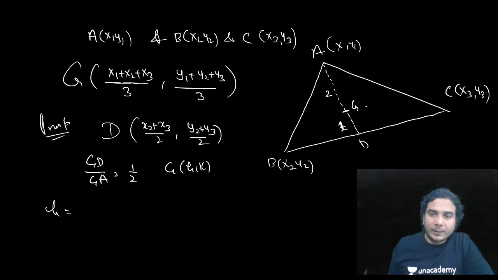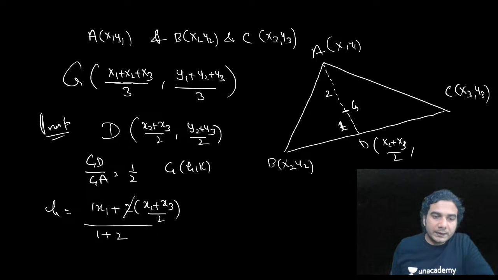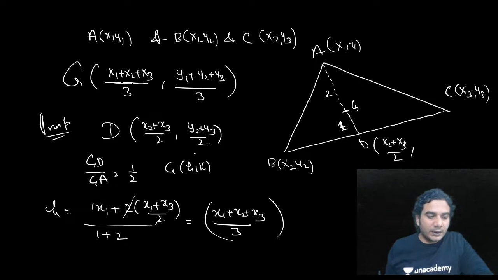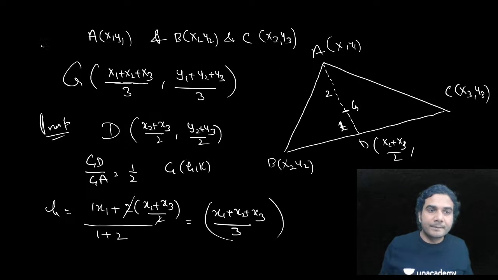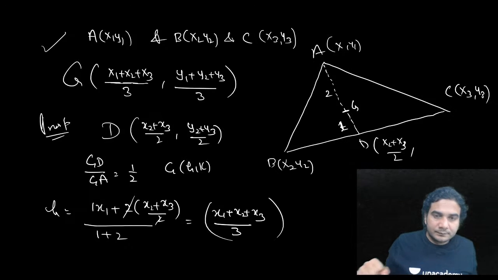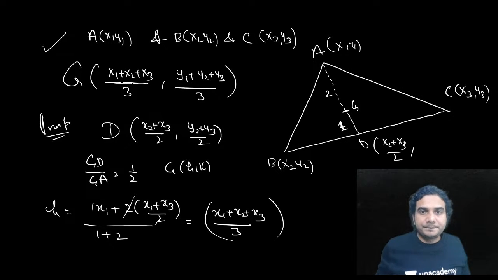So h is equal to, applying the formula, 1 into x1 plus 2 into the x coordinate of D, which is x2 plus x3 by 2, divided by 1 plus 2. Now this 2 and 2 will get cancelled, so you'll get x1 plus x2 plus x3 divided by 3. So this is the x coordinate, and similarly you can find the y coordinate. All right, so I hope it is clear. Got it? This was about the centroid.